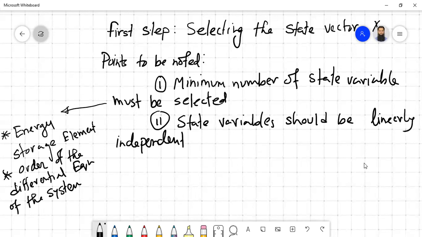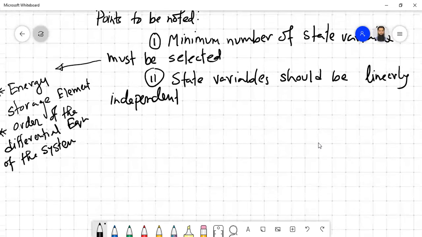If you take more, then the simple will become complex, and whenever we go for the analysis, it will be difficult for the designers to deal with it. And if it is lesser than the minimum number, then the problem will be that we cannot represent the system properly. That is why we have to be careful about the number of state variables.